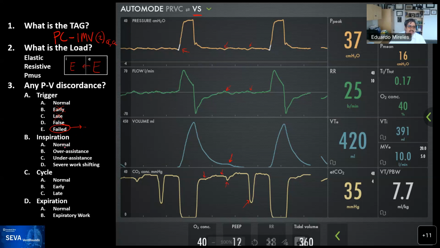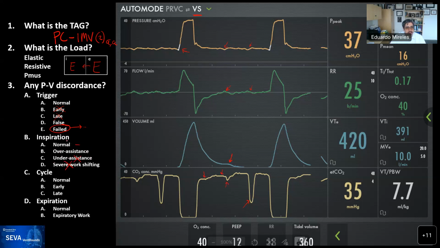During inspiration, I don't see any evidence of PMOS. Actually, it decays exponentially in both of them, but sometimes it's so short that you may not be able to see it. So I would say that there's no severe work shifting. I mean, it seems that it's triggering. I don't see much PMOS, but I would not be confident to say that it's over assisted. It's not definitely under assisted, and so it may be normal.